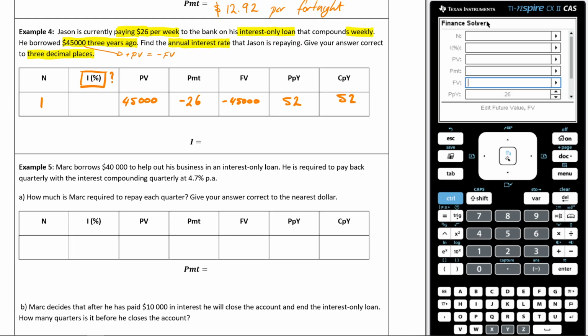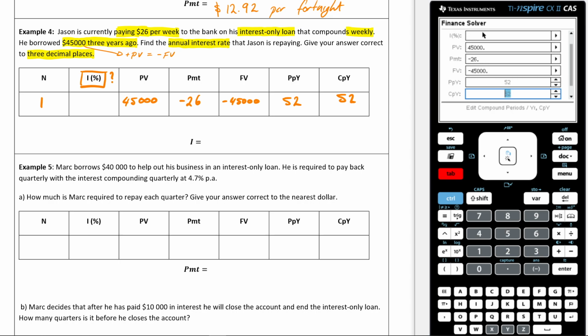So we'll come to our finance solver, and we're just going to put in all this information. I'm going to go 1, tab, I don't know what my interest is, I leave it blank. This is going to be 45,123. Then this will be negative 26. This will be negative 45,123. And then it's weekly, so 52, tab, tab, tab, tab, tab. Whoop, I missed it. I'm going to have to go back around, tab here. It's going to end up being that.